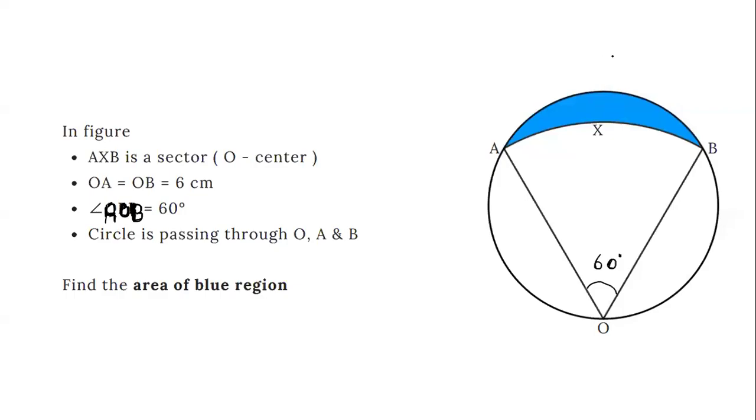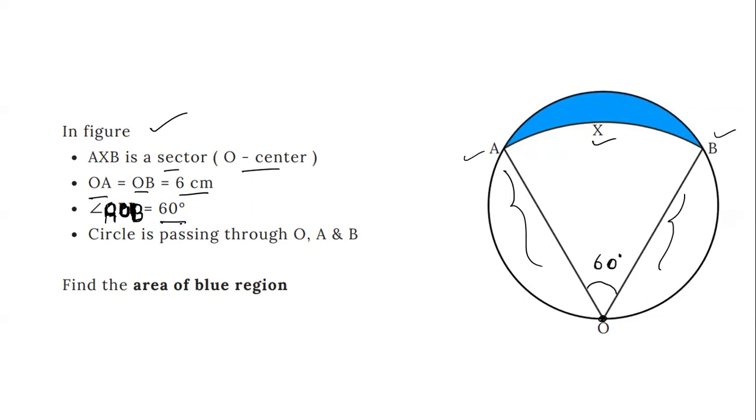So hello guys, in this video we are going to solve this problem. In this problem it is given that in the figure, AXB is a sector where O is the center. So AXB is a sector and O is the center of that sector. And OA and OB are given as 6 centimeter. So this length and this length are given as 6 centimeter.